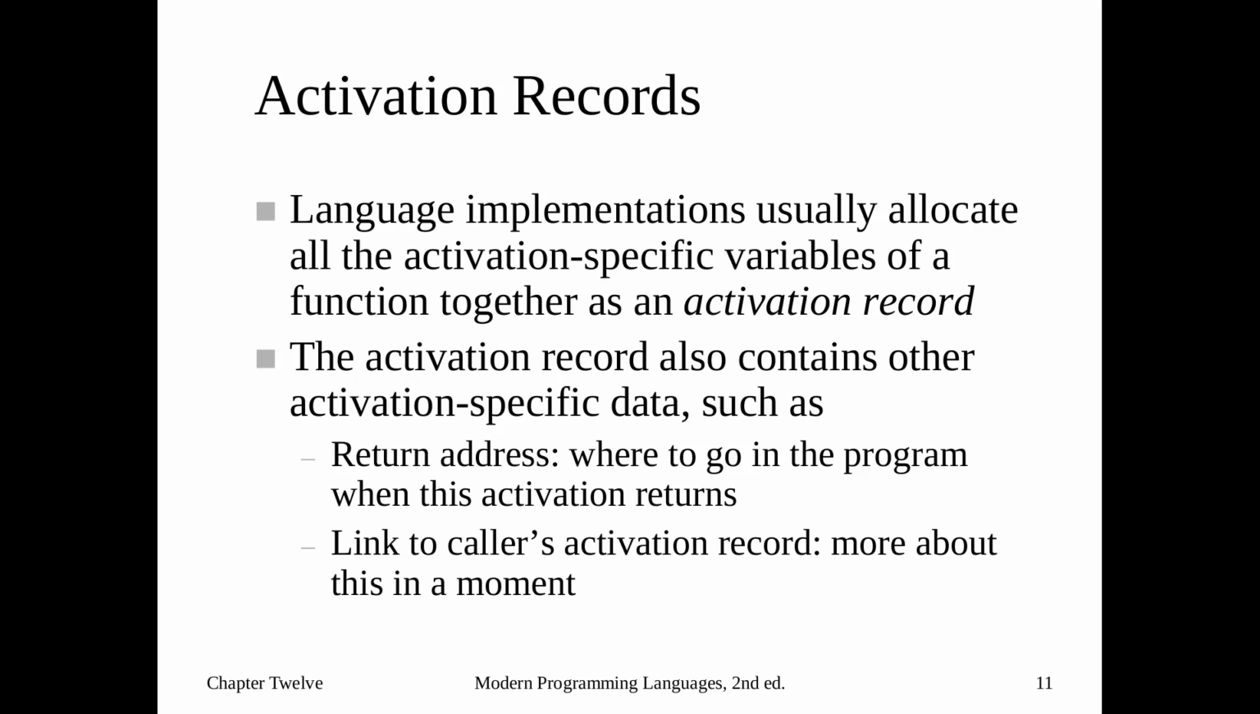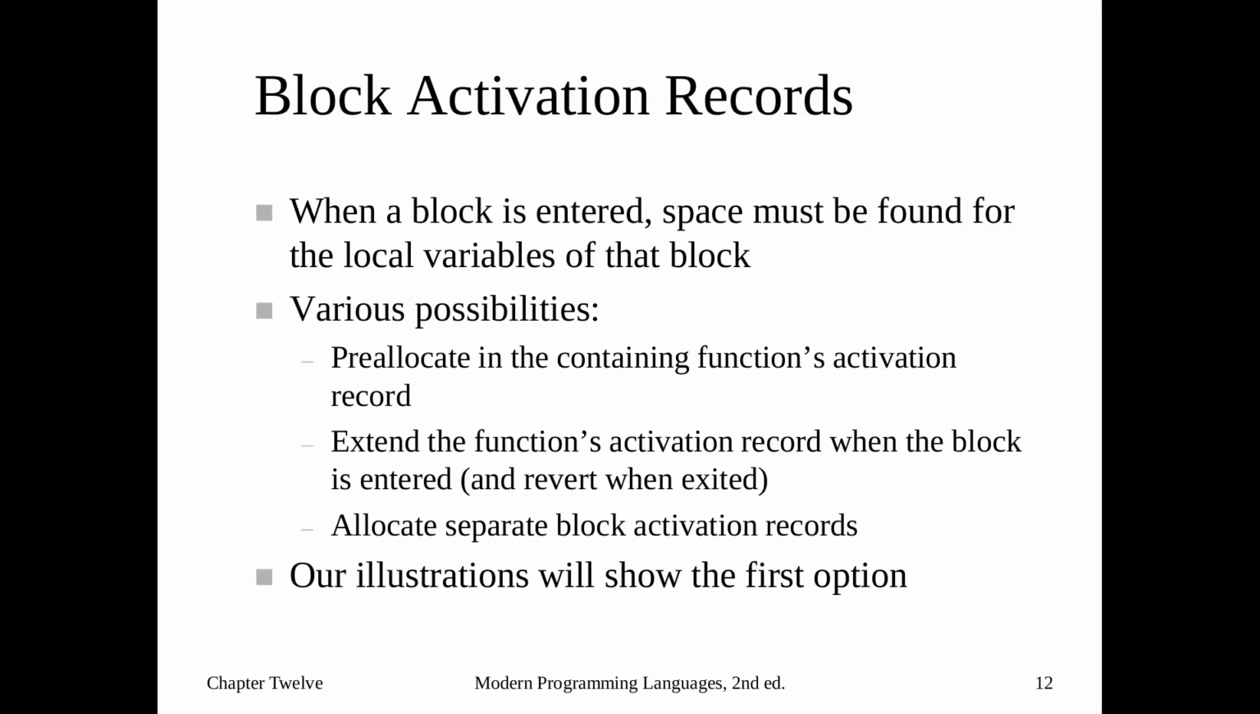And then we also need to potentially link back to the calling function's activation record in order to access other information, like, for example, values of variables that were used, or, if you're inside of an object-oriented system, you might need access to the containing class's variables. So there's a lot of information that needs to be handled as a part of this activation record.